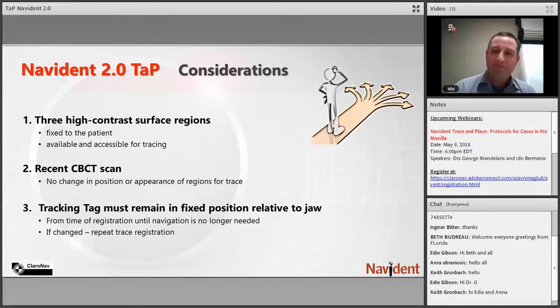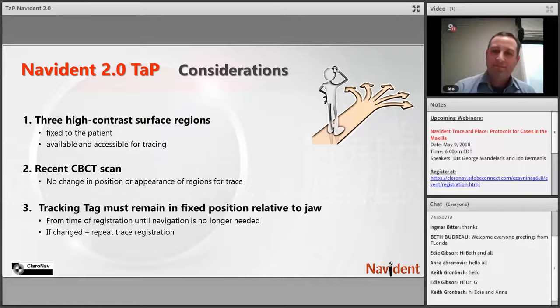As always, there are still some considerations that need to be taken into account. First, we must have at least 3 high contrast surfaces of teeth or abutments or crowns affixed to the jaw, in the CBCT scan, which are also available and accessible for tracing inside the patient's mouth. If a flap is to be reflected, it can even be the ridge itself. Secondly, the CBCT scan has to be relatively new because we know that in certain situations, some teeth may change their position over time or change their appearance in case that a new restoration has been done since the scan was taken.